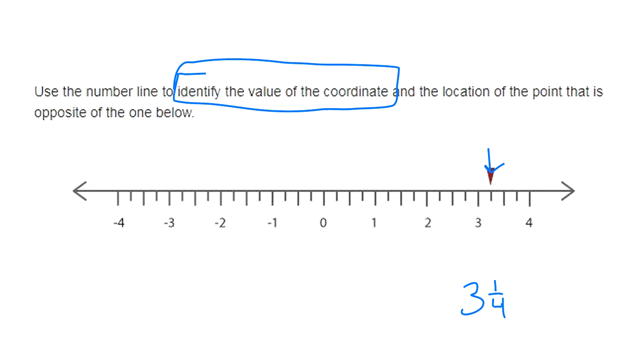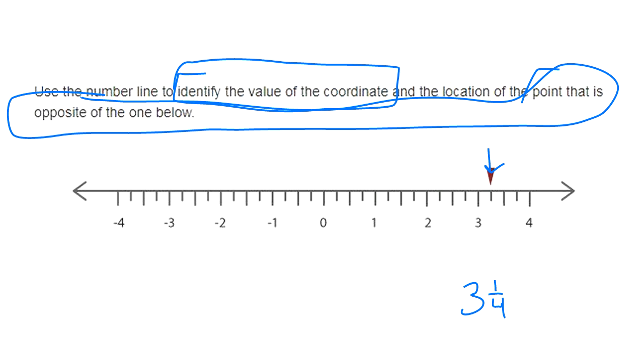Are we all okay with the red arrow? Perfect. Now it wants to find the point that is opposite of 3 1/4. So what would be the opposite of +3 1/4? Gracelyn, very good. The opposite point would be -3 1/4. So Ariel, it's 3 1/4 and -3 1/4. 3/4 would be over here. But we're at the 1/4 mark. And you can label these. It really helps if we label them.